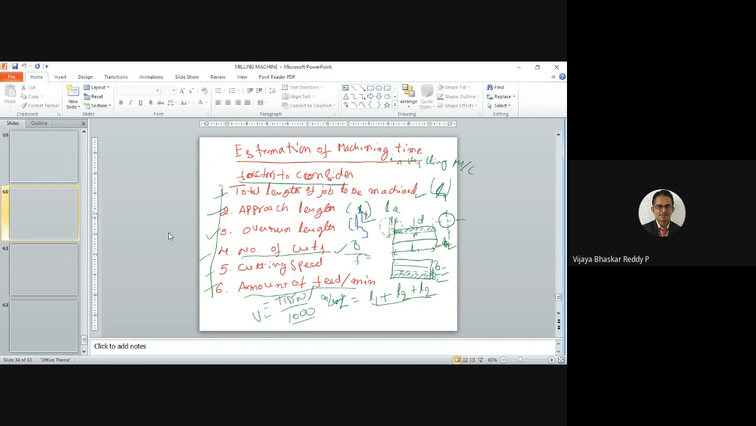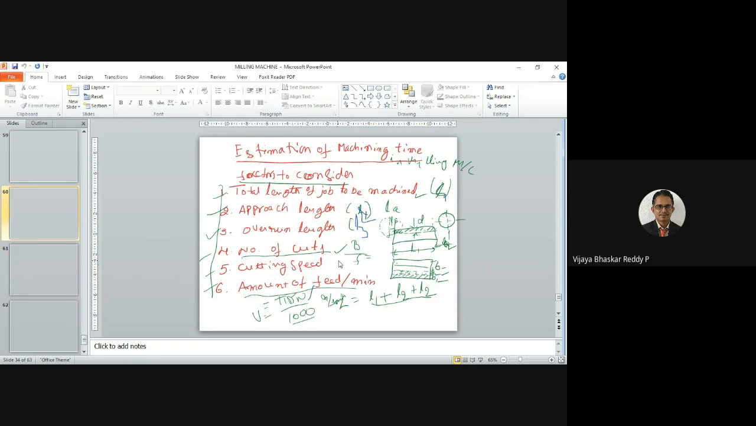Suppose this is a part where plain or slab milling cutting is there. So there is an approach length: just before making contact, the cutter moves before the work surface, and that we call the approach length. And after cutting, it also overruns, that is the overrun length. We can call the approach length L2 and the overrun length L3, and then the number of cuts we are able to find.